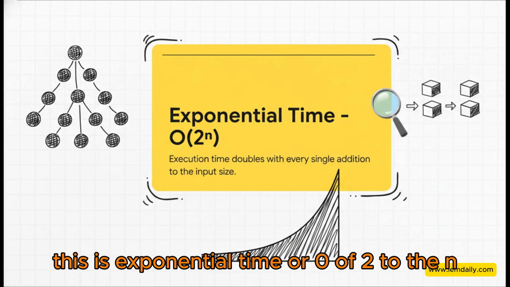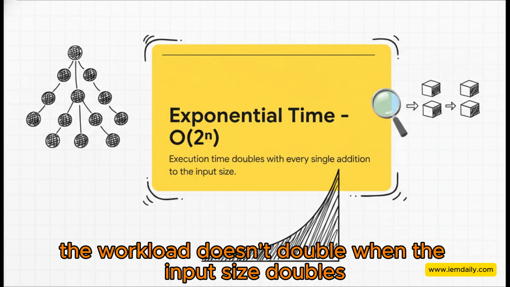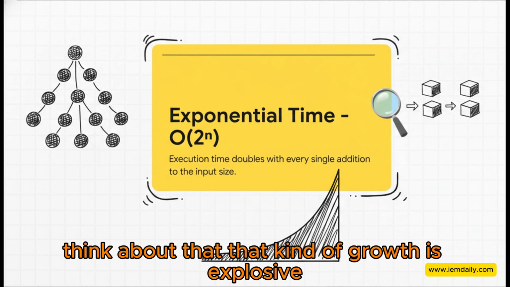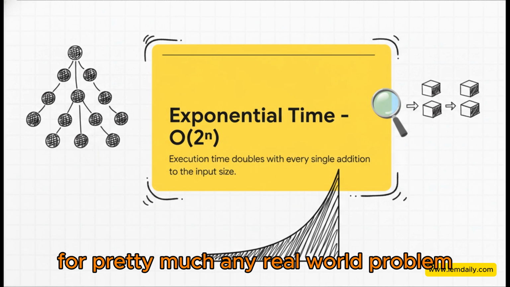This is exponential time, or O of 2 to the n. And you have to catch the wording here. It's critical. The workload doesn't double when the input size doubles. No. It doubles when you add just one more item. Think about that. That kind of growth is explosive, and it's completely unsustainable for pretty much any real-world problem.